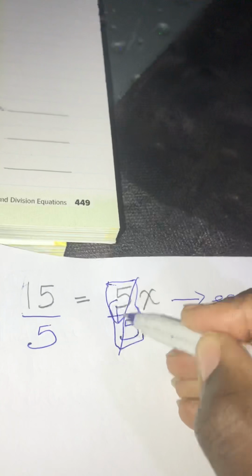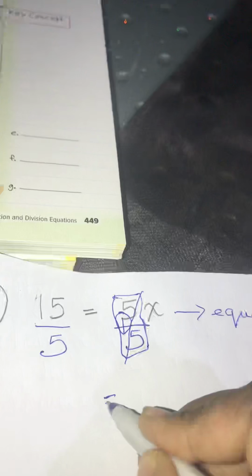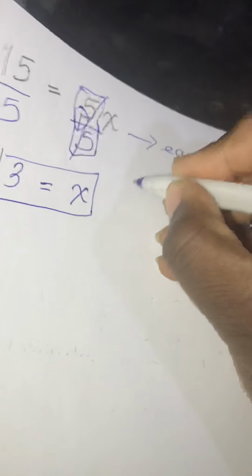This will become 1, so I don't need it. 5 divided by 5 is 1, I don't need it. I will remain with x. 15 divided by 5 is 3. And this is my answer. And then I need to check.